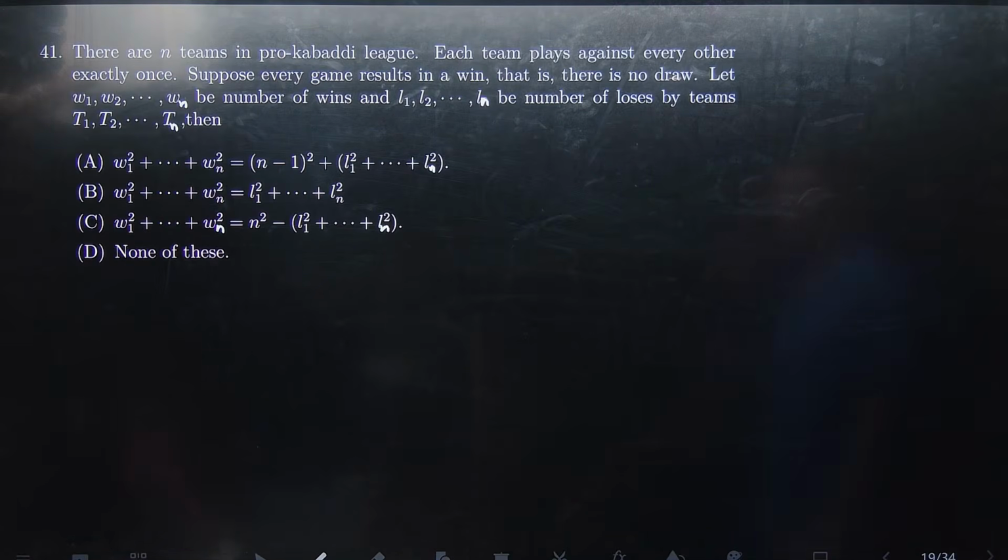So there are n teams in a pro kabaddi league. Each team plays against every other team exactly once. Suppose every game results in a win, that is, there are no draws in this tournament. Let W1 till Wn and L1 till Ln denote the number of wins and the losses of the teams T1 till Tn respectively. Then which of the following is true?